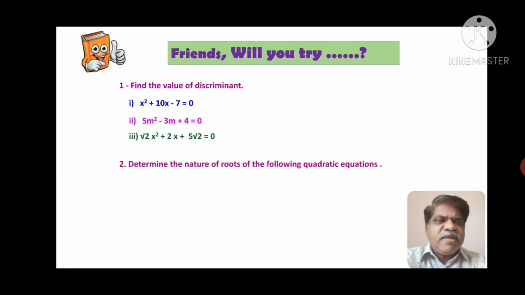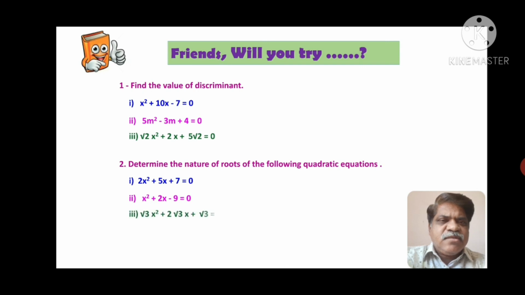Second one, determine the nature of the roots of the following quadratic equations. Number 1, 2x square plus 5x plus 7 is equal to 0. x square plus 2x minus 9 is equal to 0. And root 3x square plus 2 root 3x plus root 3 is equal to 0.